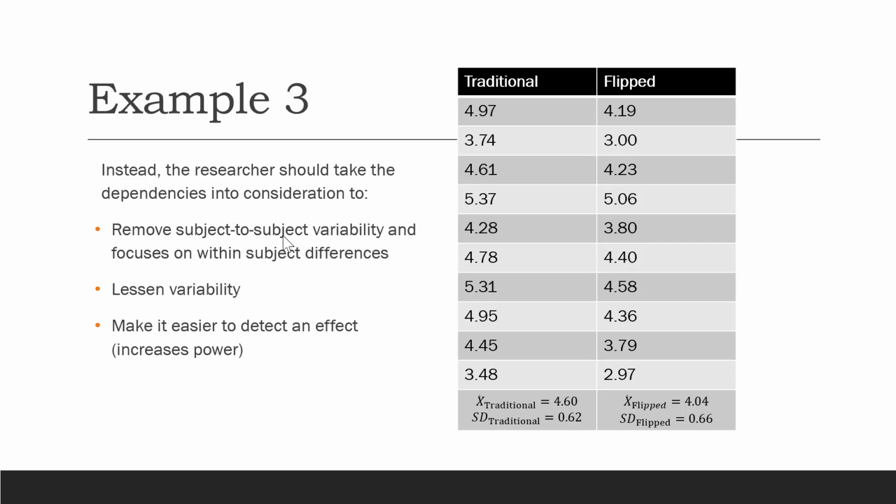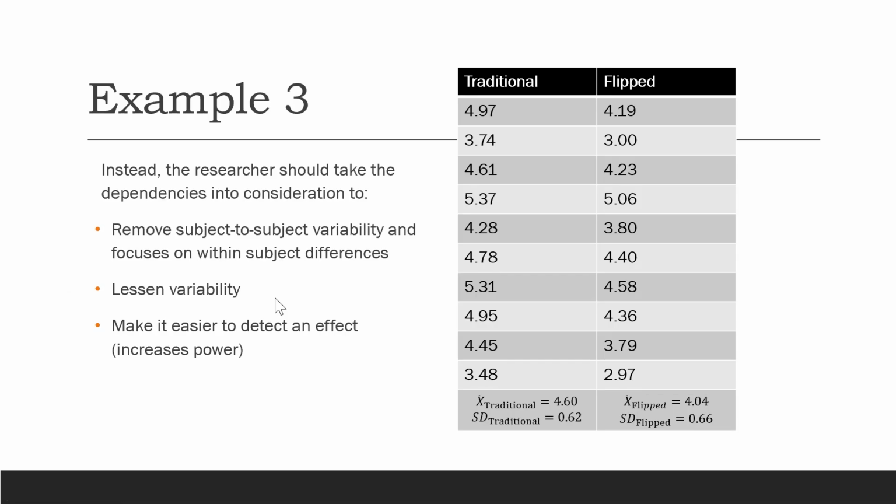What I'm going to want to focus on is the differences, because that's actually getting to the effect of what we're studying, right? So that should lessen our variability and make it easier to actually detect an effect in our data. I know we spent a little bit of time talking about statistical power, the power to detect that we're going to reject a null hypothesis when we should. That increases when we remove that subject-to-subject variability and lessen that variability overall.